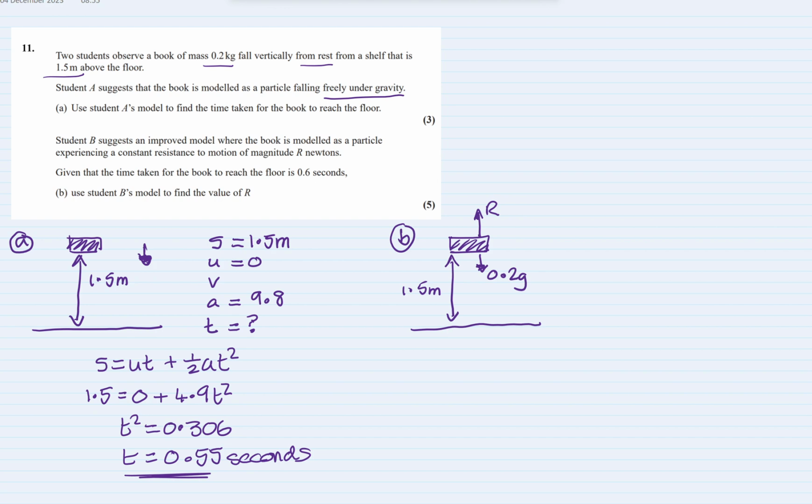So we need to find the acceleration because it's no longer moving freely under gravity because of the resistance. So if I apply Newton's law, F equals ma, I know that the book is still moving downwards, so I've still got my downwards direction of motion. So we're looking at 0.2g minus my resistance is equal to the mass of the book, which is 0.2, times my acceleration.